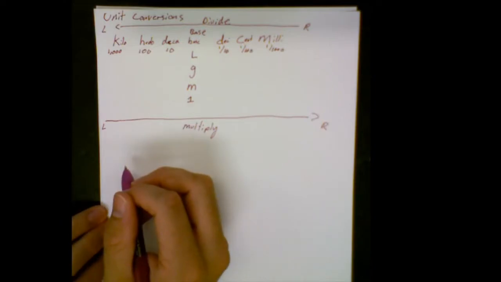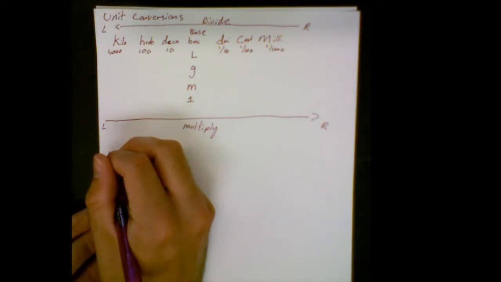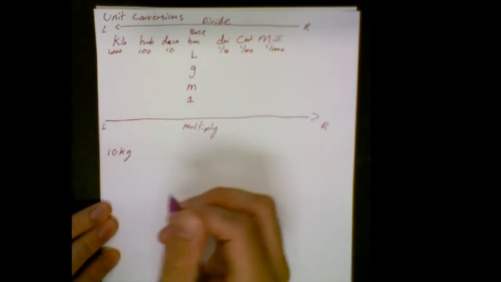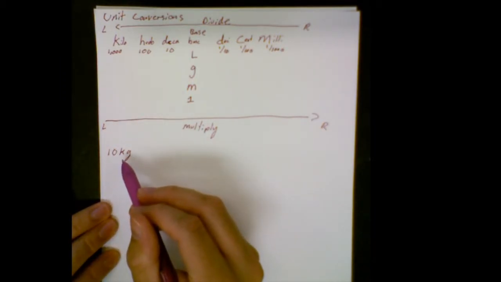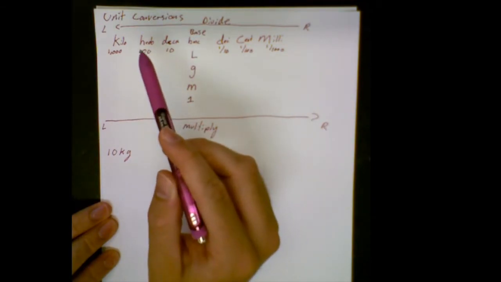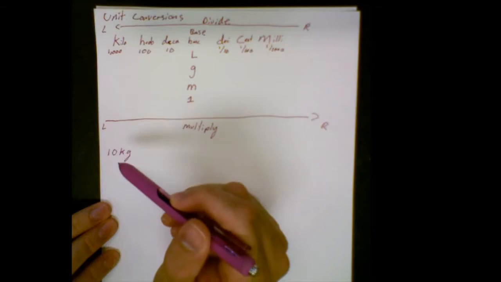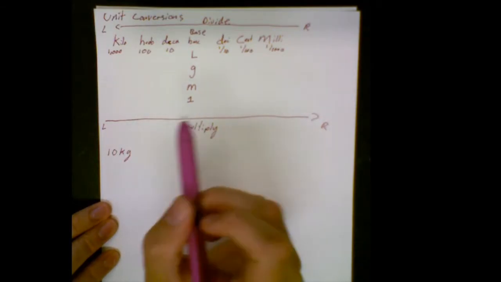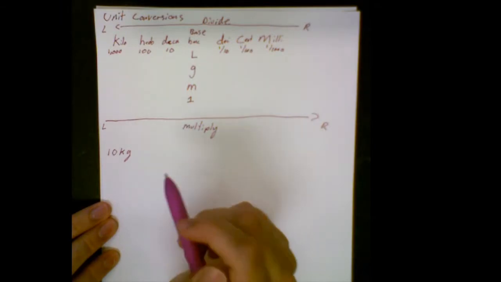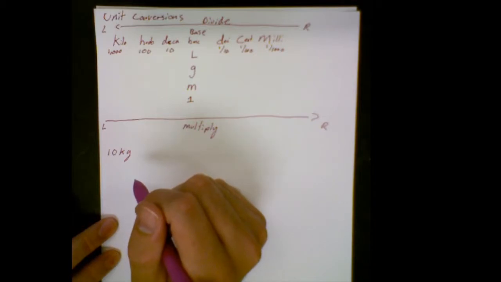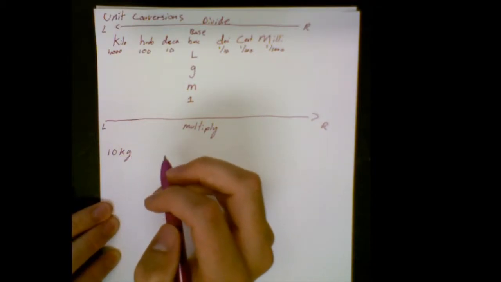So the first example, let's say you have 10 kilograms. How many grams are in 10 kilograms? Now, your instinct might be, it's very simple, I can just move the decimal point. Well, as you get to more complex units and more complex conversions, just moving the decimal point will not be sufficient. So we're going to learn the method for reliably converting units without just moving the decimal point.